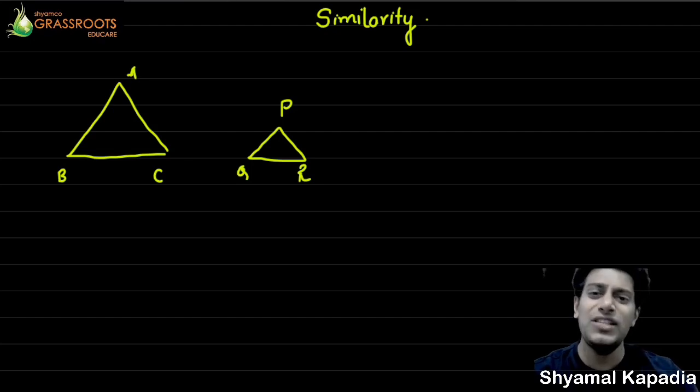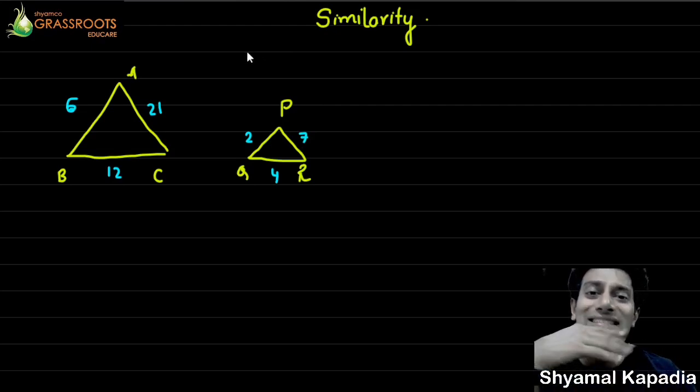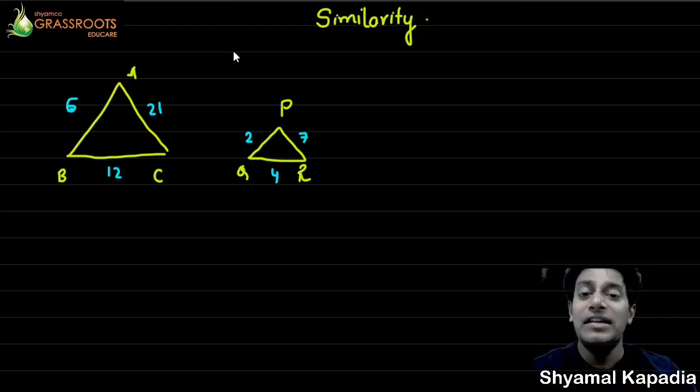Just for instance, if I talk about the sides, I say this is 6 centimeter and this is 2 centimeter. Let's say this is 12 centimeter, this is 4 centimeter. And let's take this to be 21 centimeter and this is 7 centimeter. It's not 21 obviously, just a random example I'm taking. These are the 3 sides of a triangle. Now tell me the ratios.